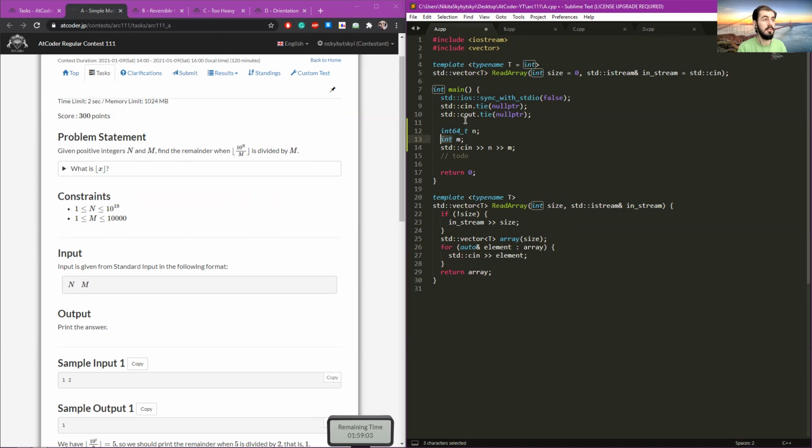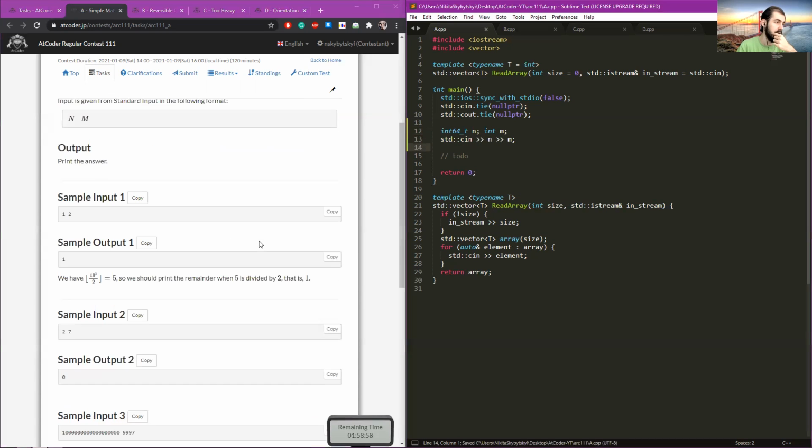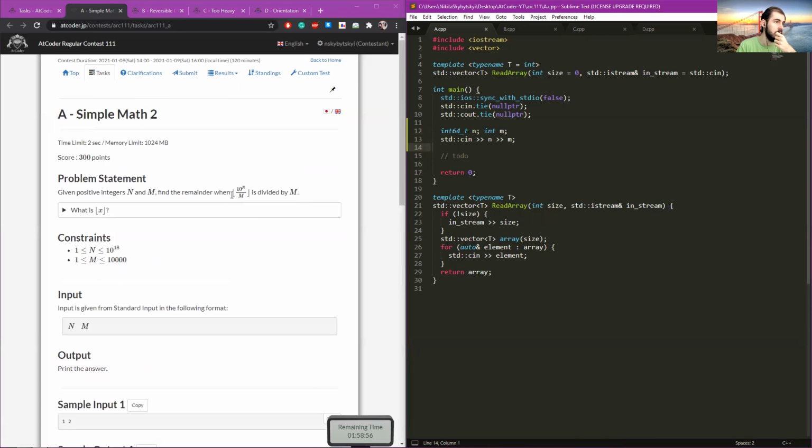To be honest, I don't know how to solve this problem straight away. Suppose there is some kind of pattern to it, because I have 10 to the huge power.